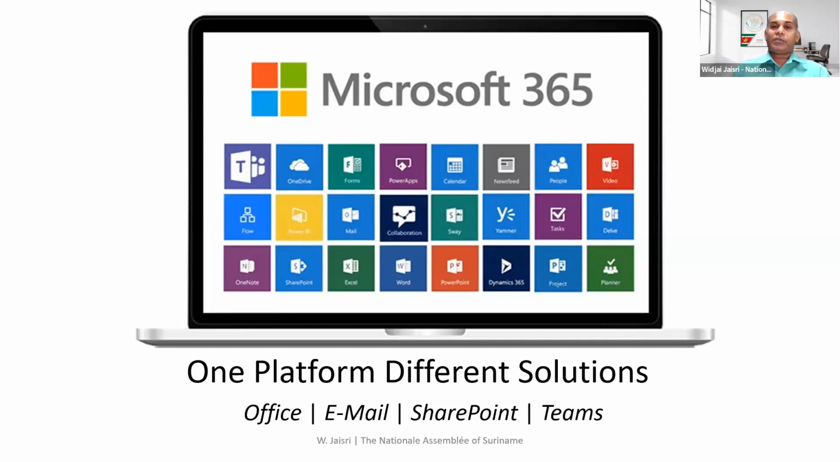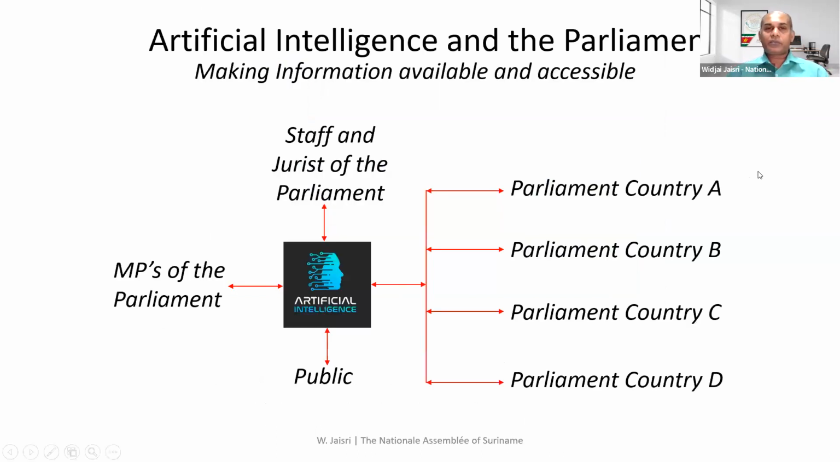Because if you have 365, you have all the Office, email, SharePoint, and Teams apps in one platform already for one license only. So we are evaluating that and looking at the ups and downs, the pros and cons, of this platform. And when we're satisfied with it, we'll look further to work with Microsoft 365.